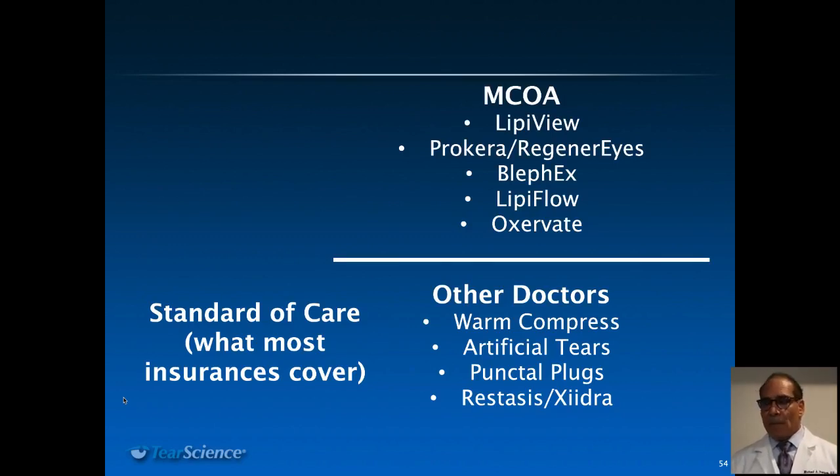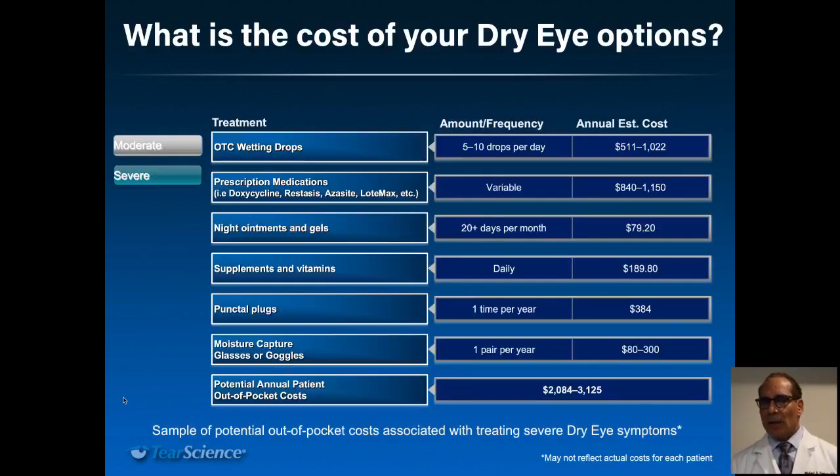Okay? So we're going to skip this slide. This is basically just pointing out that there's about anywhere from $1,000 to $2,000 a year of expense that patients with dry eyes incur. It's a very expensive condition to have. By the time you pay for all the meds and the drops and the ointments, it can really add up.